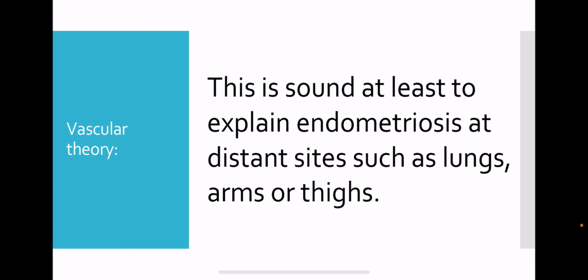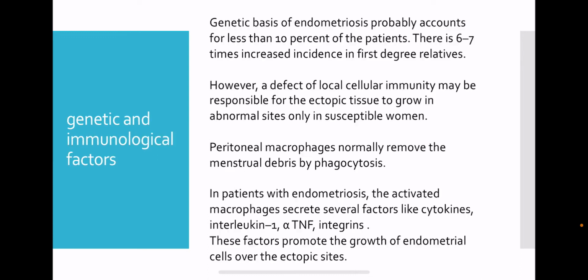Vascular theory. This is sound at least to explain endometriosis at distant sites such as lungs, arms or thighs. To justify the distant sites such as nasal mucosa, lungs, arms, thighs, brain and so on, we can think of the vascular theory. Vascular is via the blood. So the endometrial fragments can be transported through the blood and reach the lungs, arms or thighs, the distant sites.